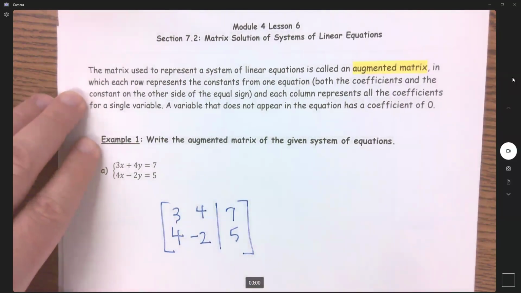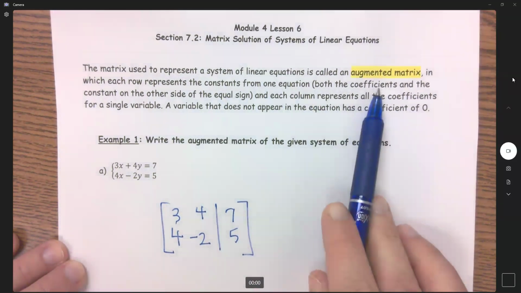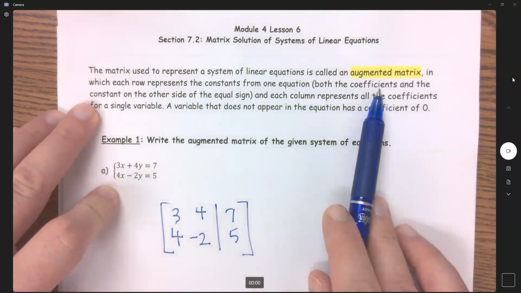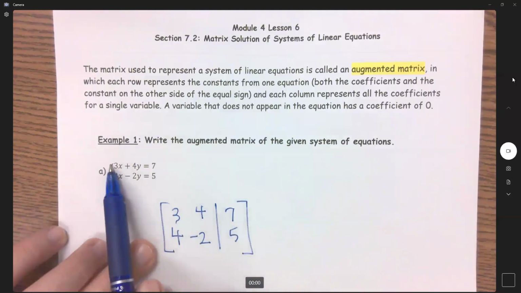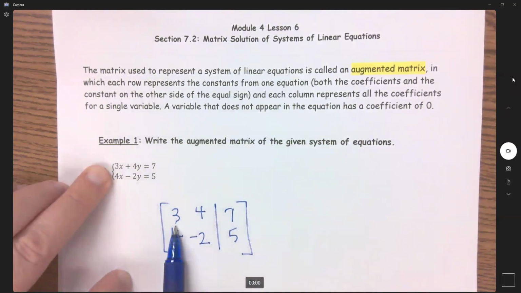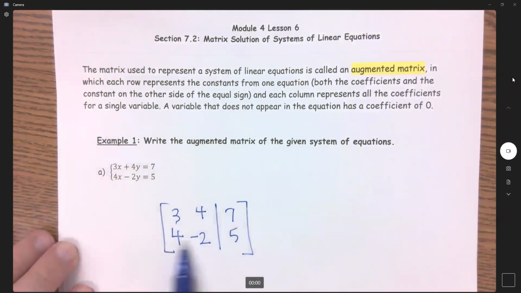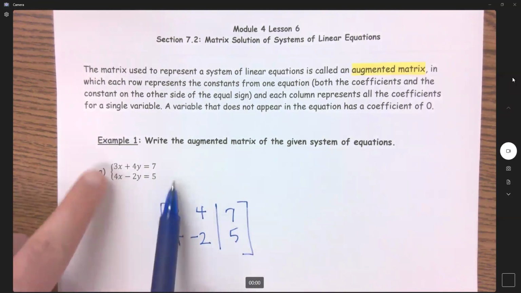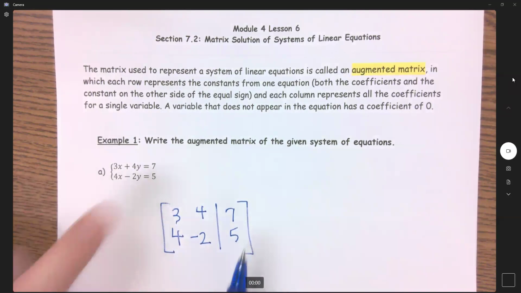So let's read the definition here. It says the matrix used to represent a system of linear equations is called an augmented matrix, in which each row represents the constant from one equation, both the coefficients and the constant on the other side of the equal sign. So notice this row right here represents my first equation. This is 3x plus 4y equals 7. And then the second row is my second equation. 4x minus 2y equals 5.